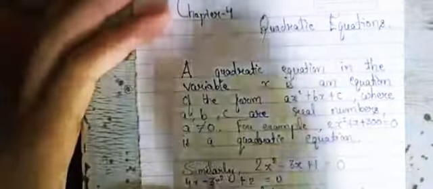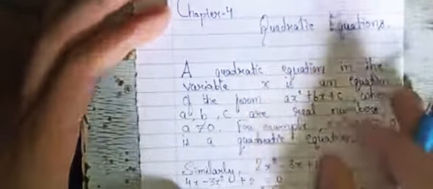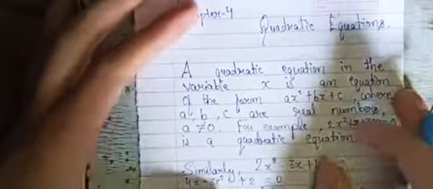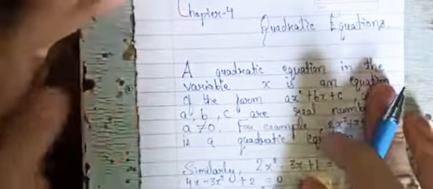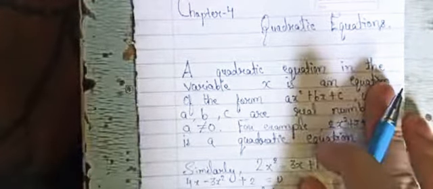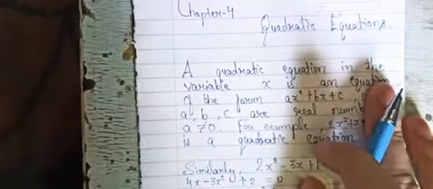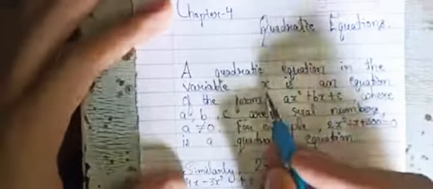So first of all, a quadratic equation is in the variable x, only one variable, that is x, or y, or z, but only one variable should be there. That means if we are taking a quadratic equation in x, then there will be only x, no other variable, neither y nor z. So the same variable should be there.